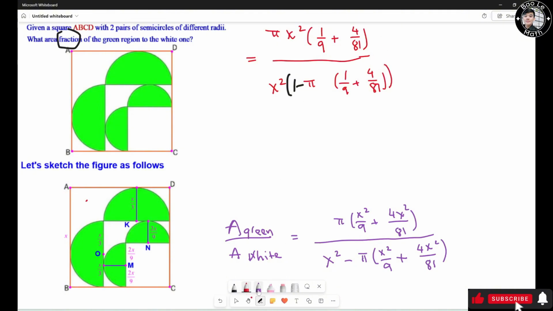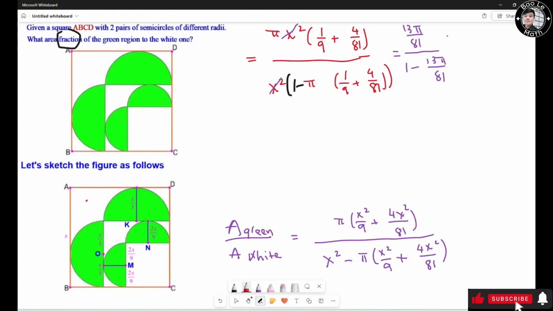Now I'm going to cancel out s squared and s squared right here. So the numerator should be pi times, now right here I just multiply the top and bottom by 9 so they have the same denominator. So this is 9 plus 4, which is 13. So I have 13 pi over 81, divided by this one, so I have 1 minus 13 pi over 81.